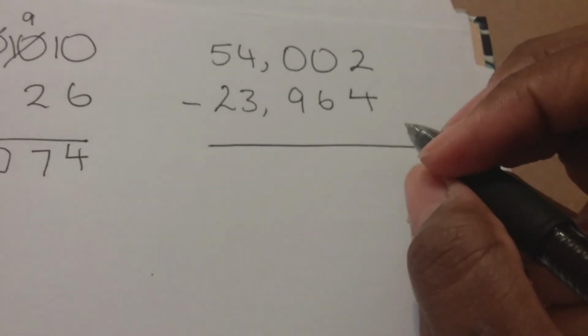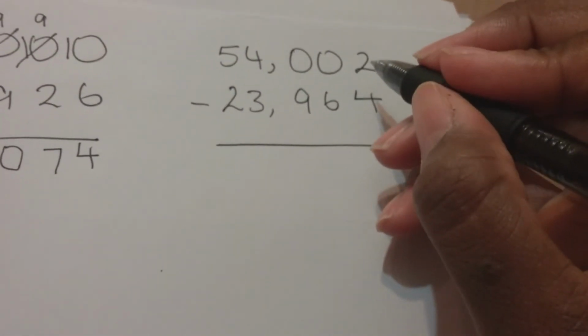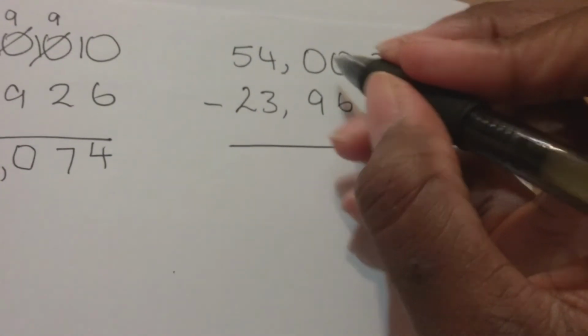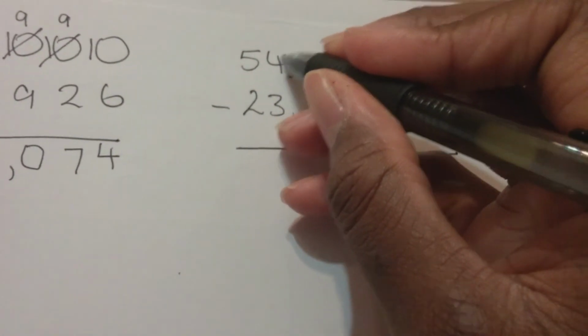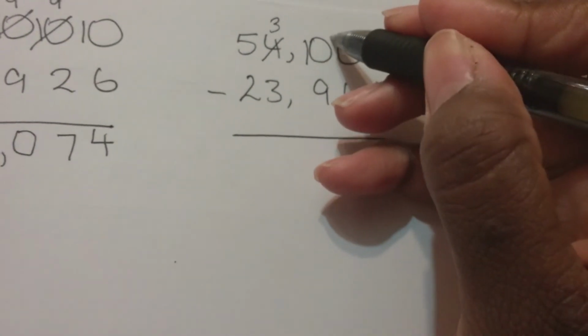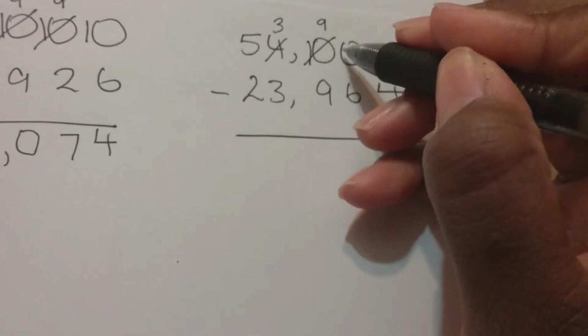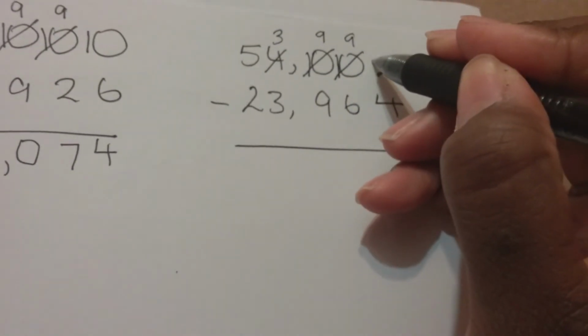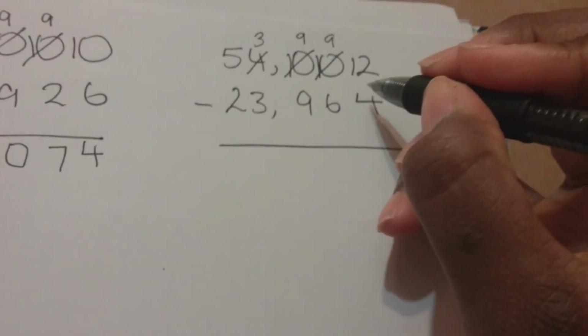54,002 take away 23,964. 2 take away 4, can't do it. So I go next door, nothing, nothing, finally found something. 4 turns to a 3, carry over. 10 turns into a 9, carry over. 10 turns to a 9, carry it over. And now finally I can do what I need to do.